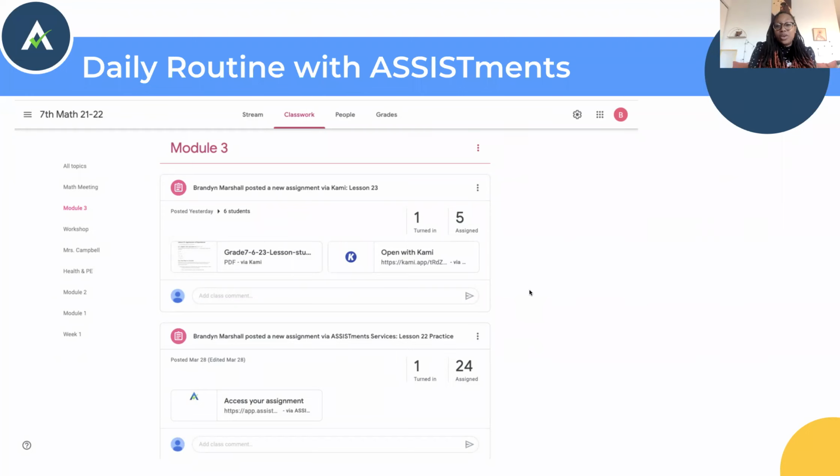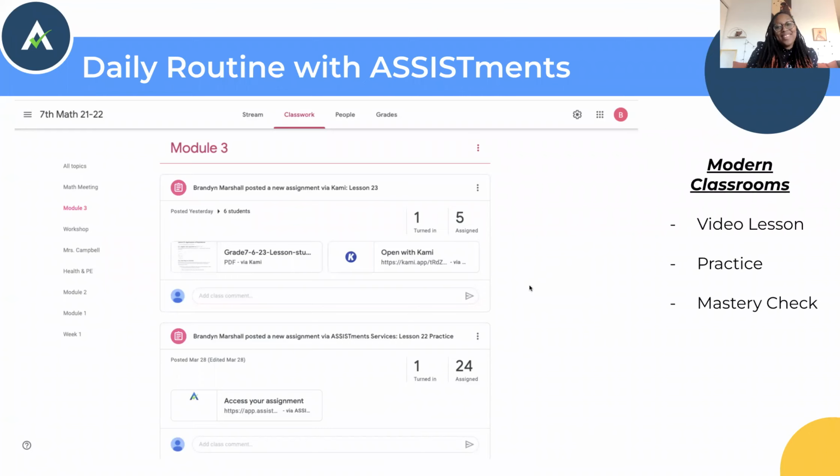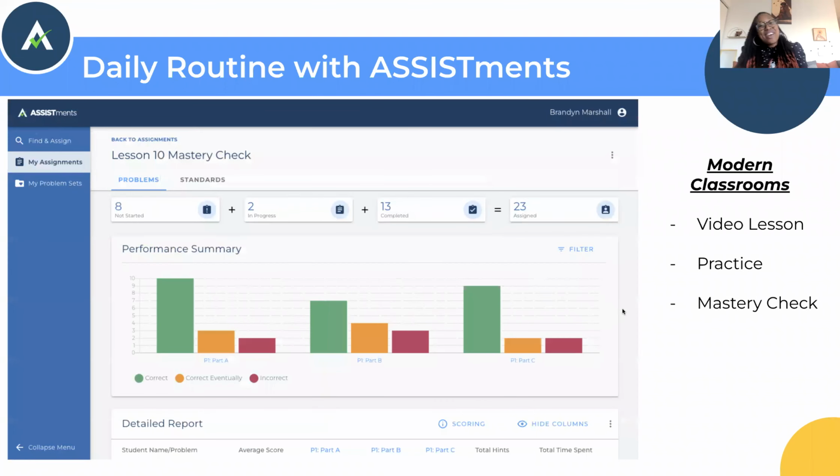Here you see a picture of my Google Classroom, just showing how ASSISTments is incorporated there. At the bottom, you see the lesson 22 practice via ASSISTments. It links directly to Google Classroom. So all I have to do is make my assignment, share it, and that's how my scholars can get a retest and do their practice with feedback. The Modern Classrooms model is introduced in the practice and the mastery check.